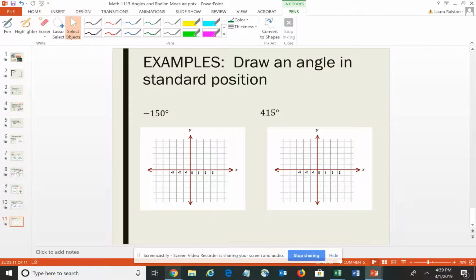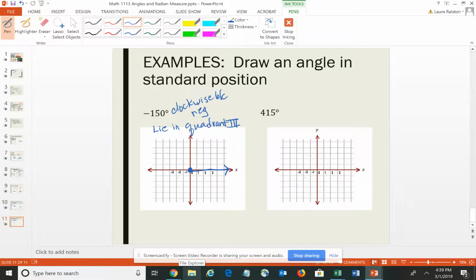All right. Now let's look at a couple more examples. Negative 150. Again, if I want to draw that in standard form, my vertex is on the origin. My initial side is on the positive x-axis. I'm going to rotate clockwise because it's negative, and it's going to lie in quadrant 3. If you'll keep those quadrantal angles in mind, that'll help you to know where to rotate to.